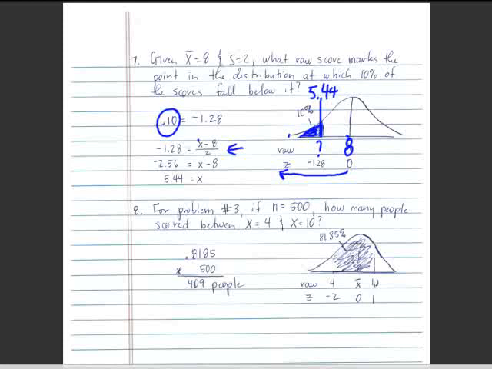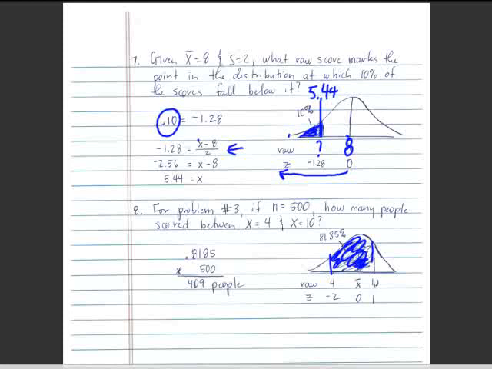And then the last type of question that we can answer using this z distribution is if we know how many folks we were dealing with. So in this case, we're going to use problem 3. If n equals 500, how many people scored between x equals 4 and x equals 10? And in problem 3, we found that 81.85% of the people scored between x equals 4 and x equals 10.